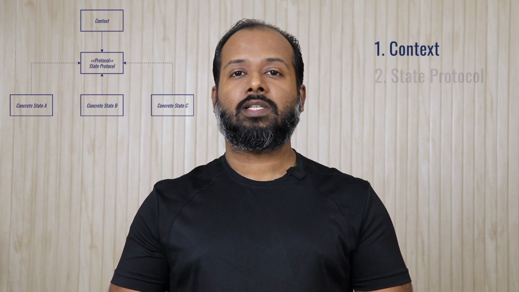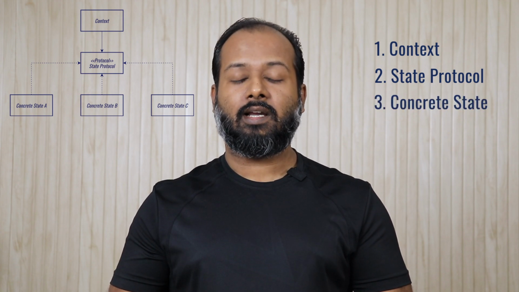So the state design pattern is a behavioral design pattern that helps you manage the state of your object, which can change its behavior at runtime. Here state basically represents the set of data or the set of values of the attributes of your object. If we talk about the components of the state design pattern, there are majorly three. Number one is context, number two is state protocol, and number three is concrete state.